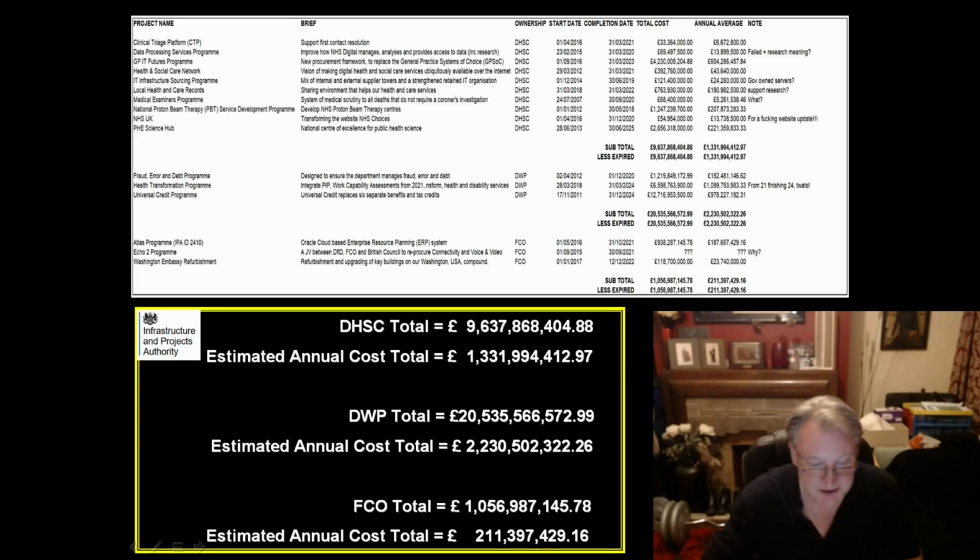So, again, totals. Health and social care. What is that? Yeah, 1 billion, 1.3 billion. When the numbers get that long, you tend to lose the plot a little bit. The DWP one, being more than the health and social care, the 2.2 billion, absolutely ludicrous. And then the Foreign and Commonwealth, 211 million. You having fun yet?